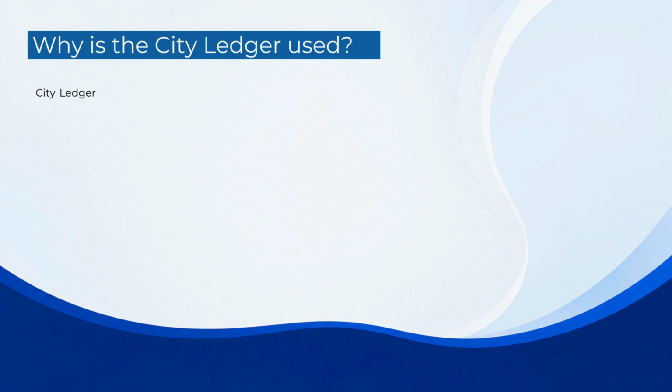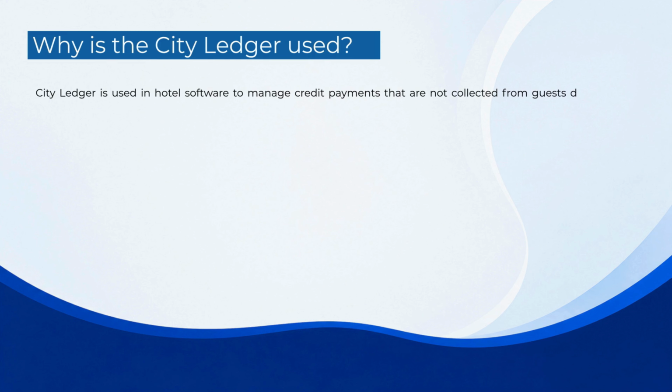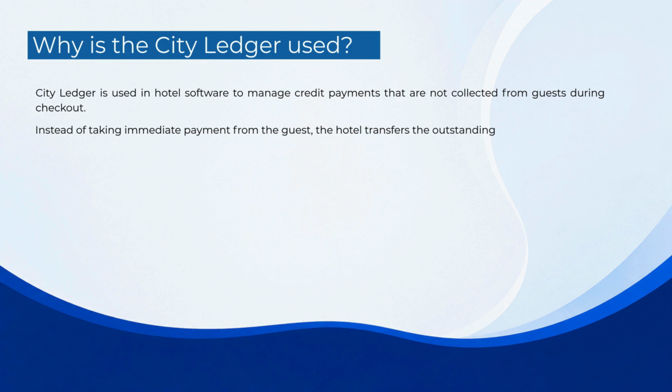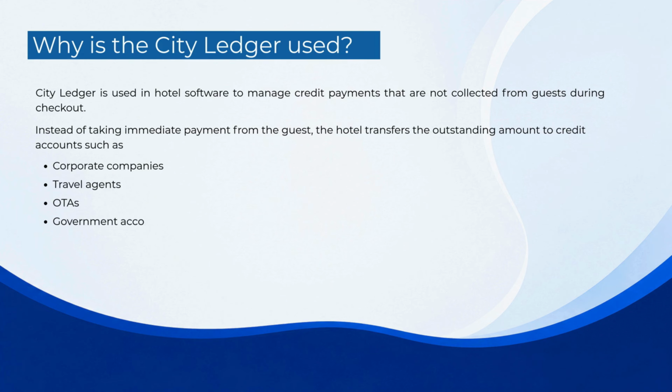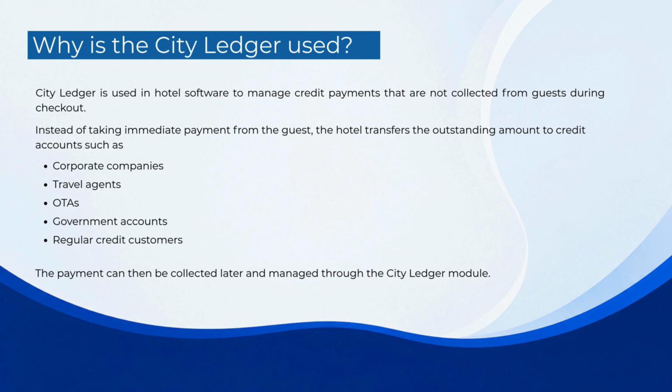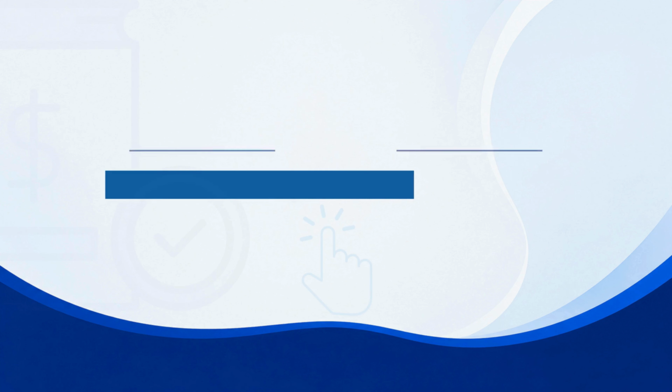City Ledger is used in hotel software to manage credit payments that are not collected from guests during checkout. Instead of taking immediate payment from the guest, the hotel transfers the outstanding amount to credit accounts such as corporate companies, travel agents, OTAs, government accounts, and regular credit customers. The payment can then be collected later and managed through the City Ledger module.